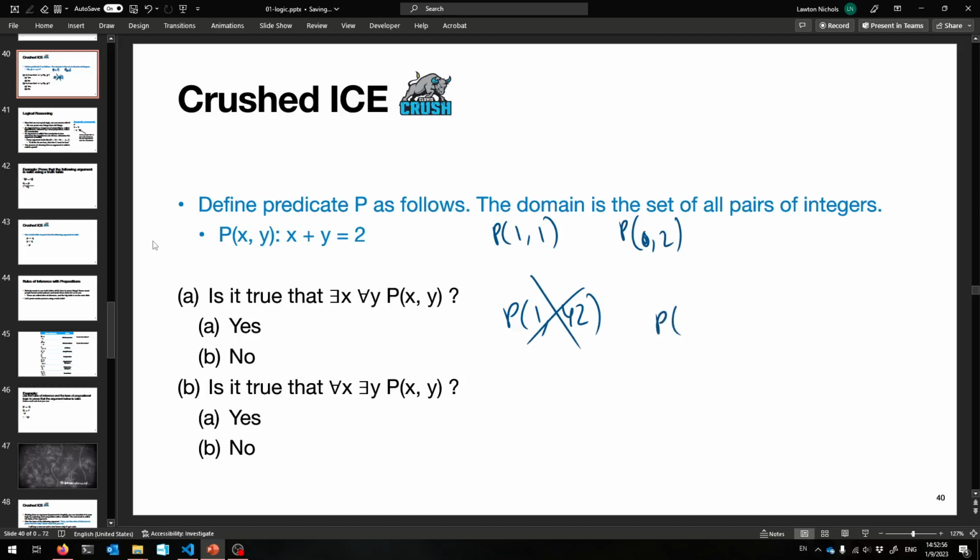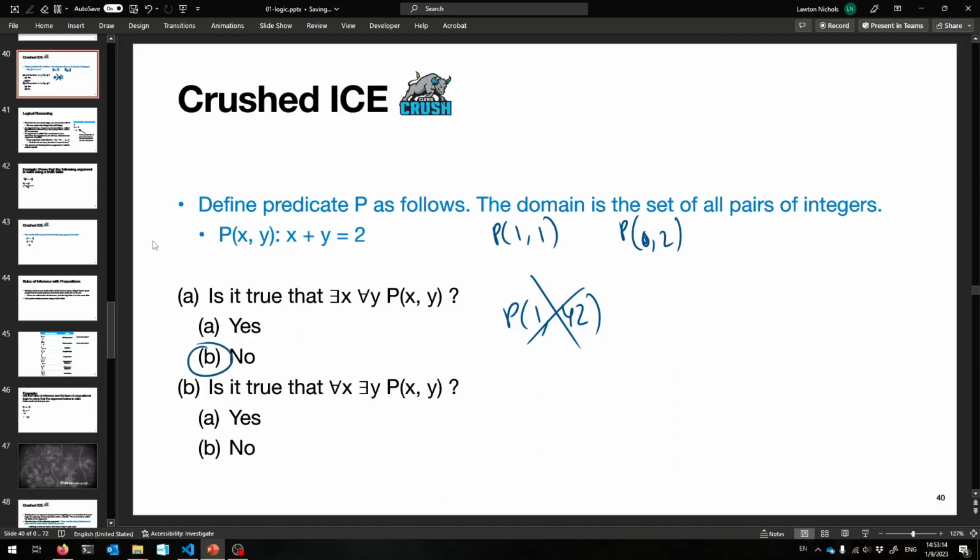No matter what you pick, you can try every possible integer in the universe, you can try 0, and your enemy can again pick 42 and make it not 2, right? It's got to work for every y. You have to pick one x that works for every y that makes their addition 2. And that's impossible. So that's a no.